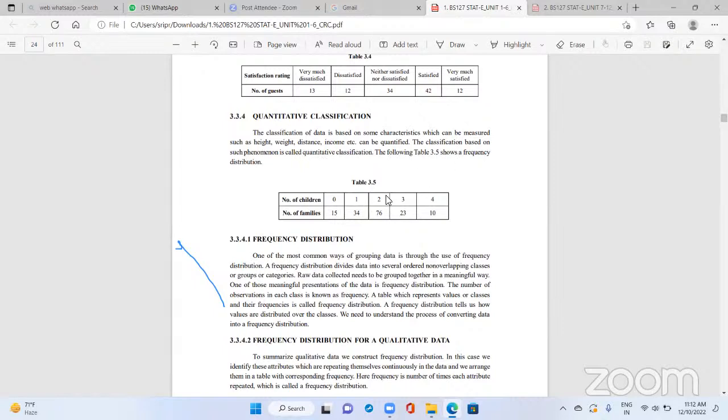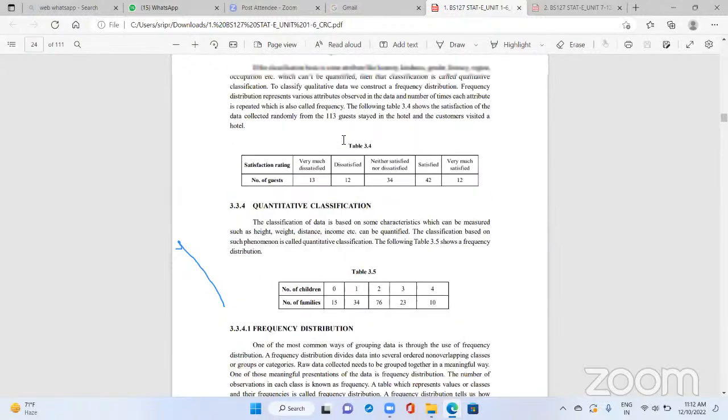The following table 3.5 shows a frequency distribution. Number of children 0, 1, 2, 3, 4, 5. Number of families. There are no children, families 15. There is only one child, that is 34. There are only 2 children, whether it is male or female, need not worry about sex. The number of families 76. The number of families having 3 children, how many families are there? 23. So this is the information about quantitative classification.